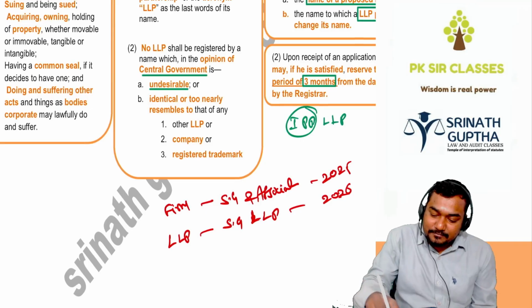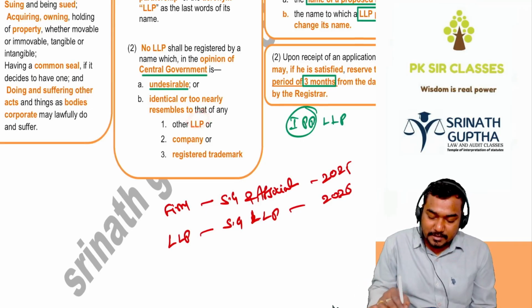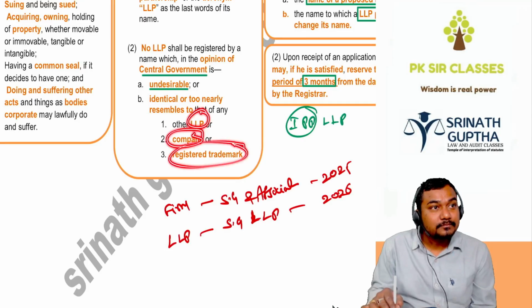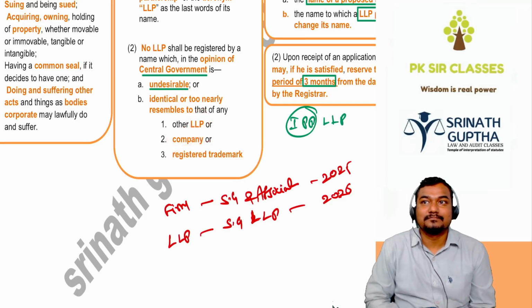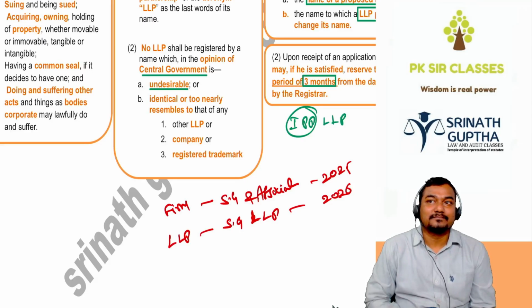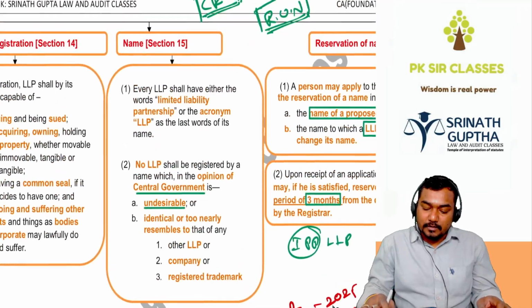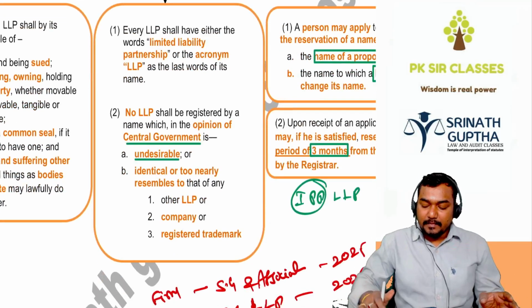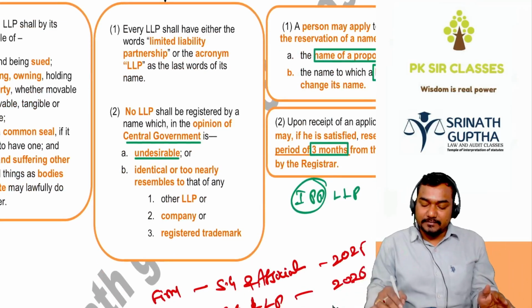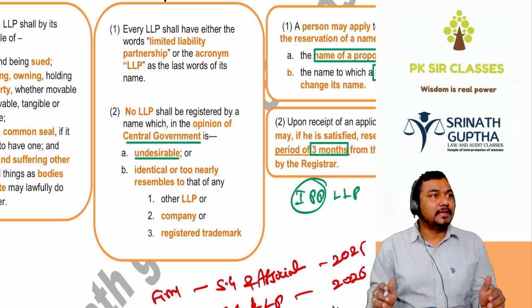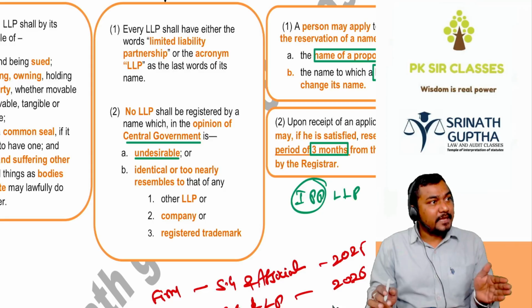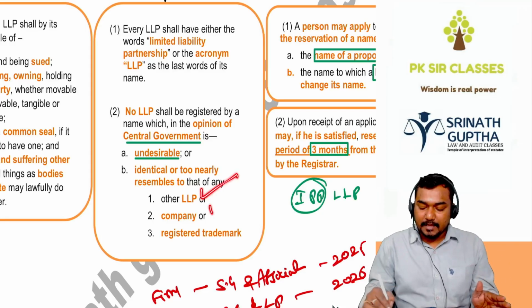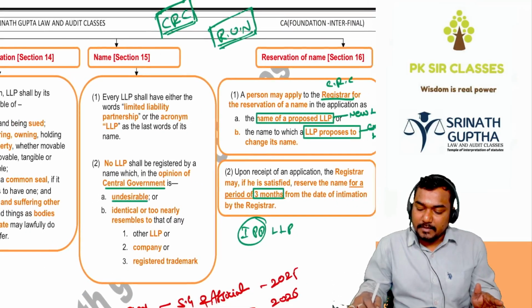The name of the LLP should not be similar to an already registered one. So the name of the LLP should contain the words limited liability partnership, or the acronym LLP. The name of the LLP should not be undesirable in the opinion of the central government. That is, the name of the LLP should not be similar or identical to an already existing LLP name, company name, or registered trademark.